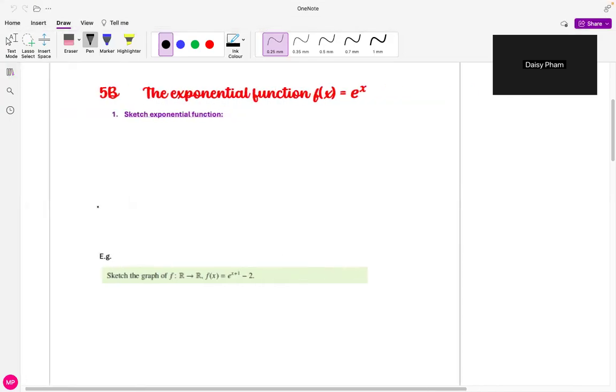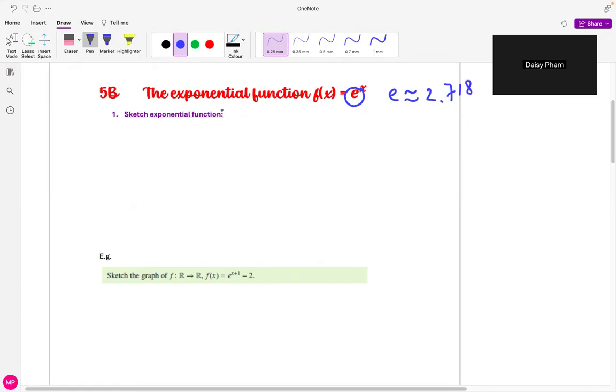So, hi, in this video, we're going to continue sketching exponential graphs, but this time we're going to do the base a in natural number. For your information, a is approximately 2.718. So just think about it as a constant, okay?